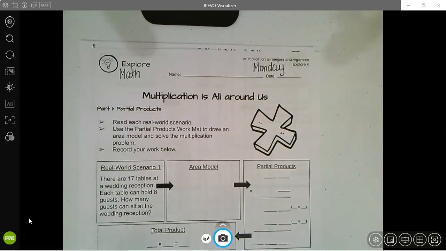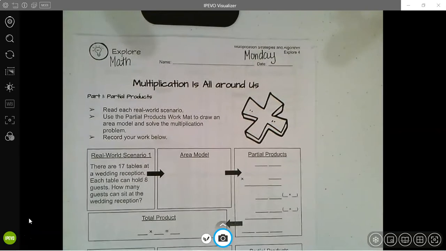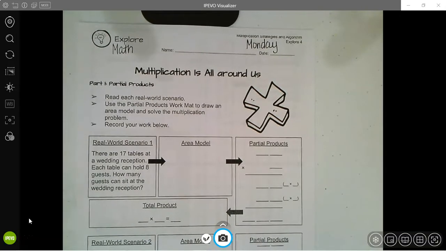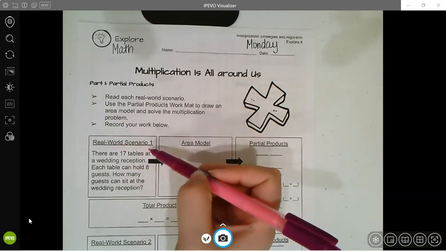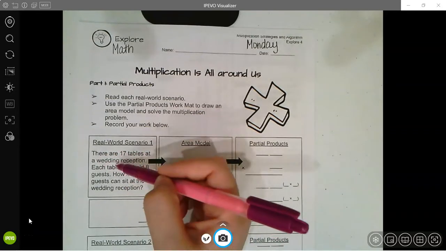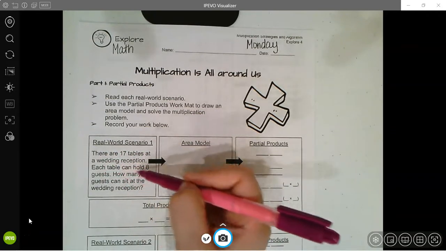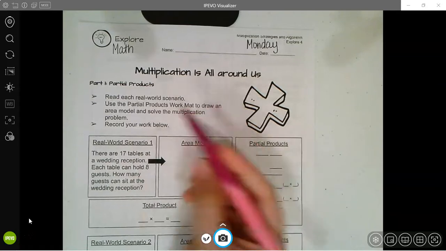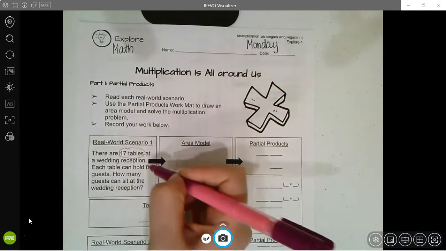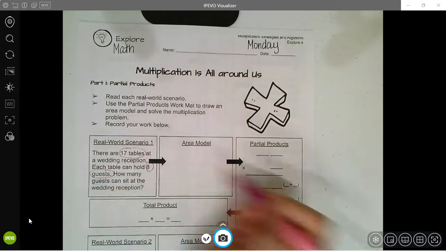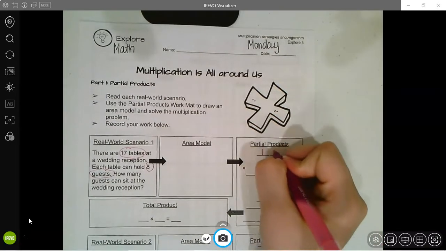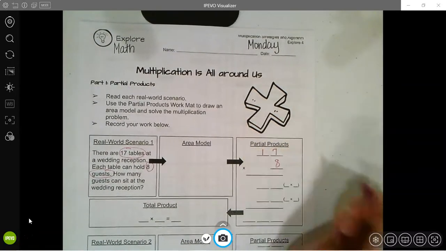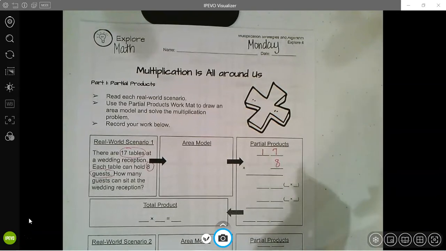So just for right now, I want you to take your handout, listen, and follow along with me so we know all the steps that we need to do. The first thing we're going to do is read the real world scenario. There are 17 tables at a wedding reception. Each table can hold 8 guests. How many guests can sit at the wedding reception? So we have 17 tables and 8 guests at each table. Okay, so I'm going to do 17 times 8. That is our problem.